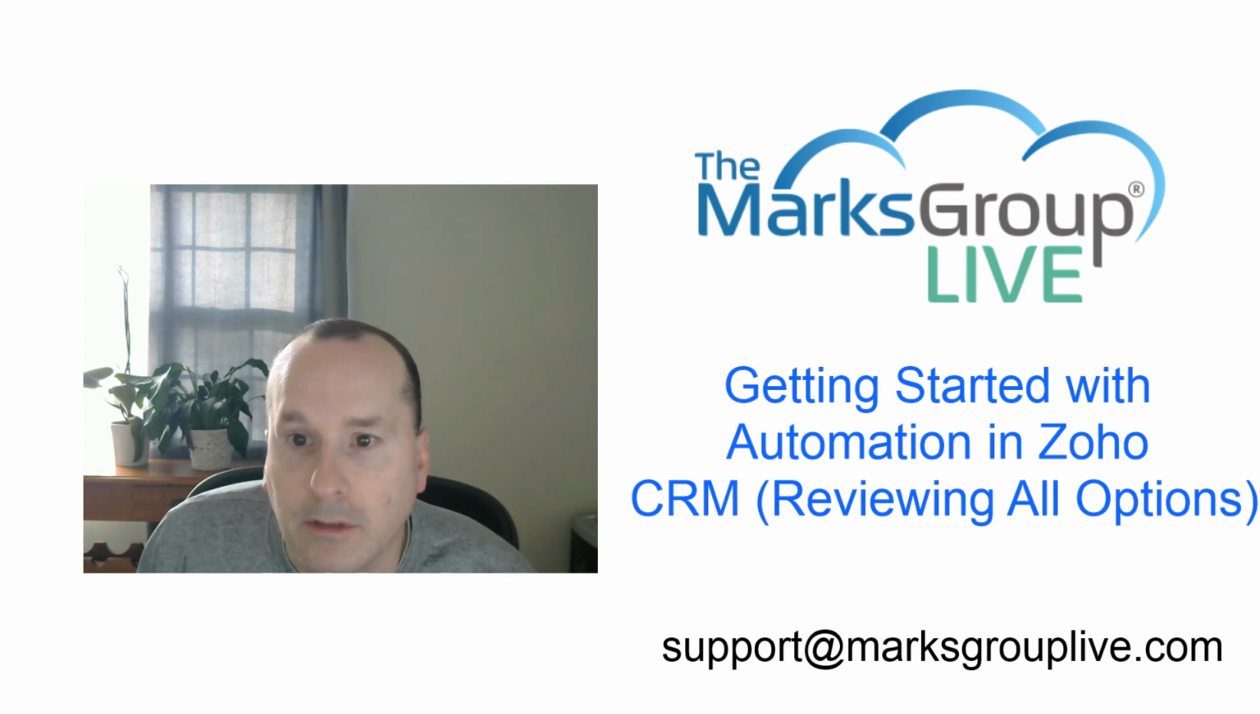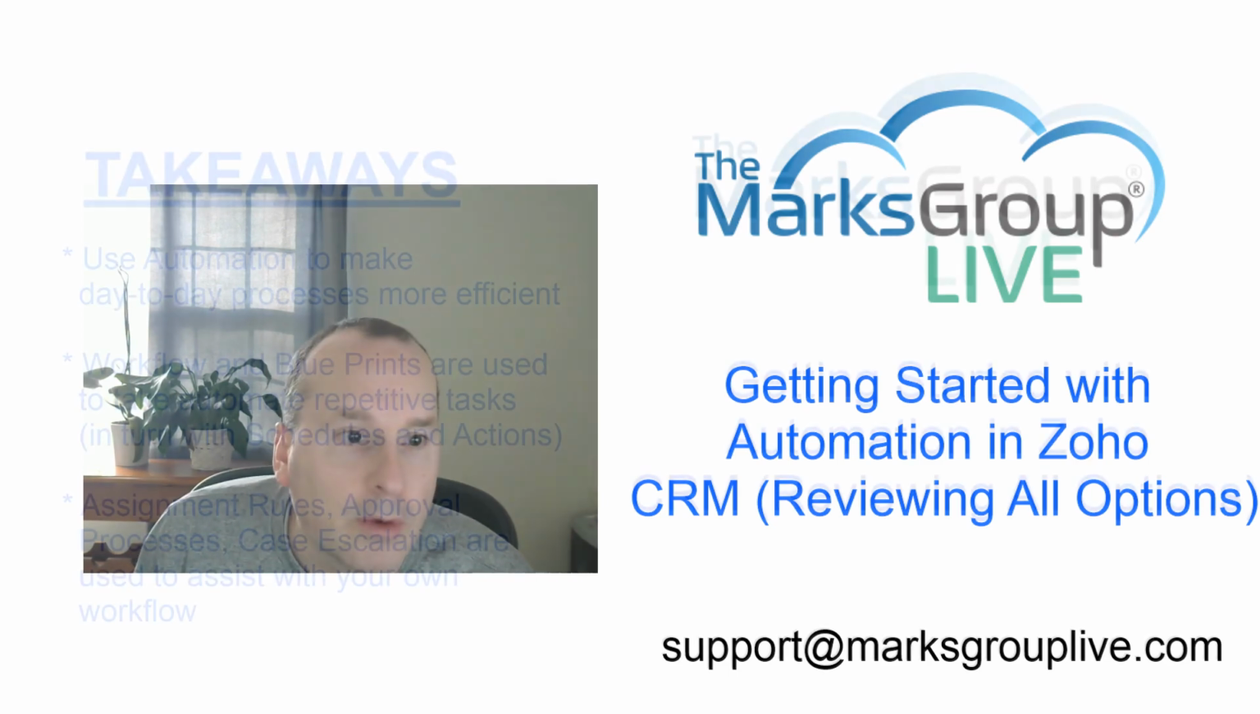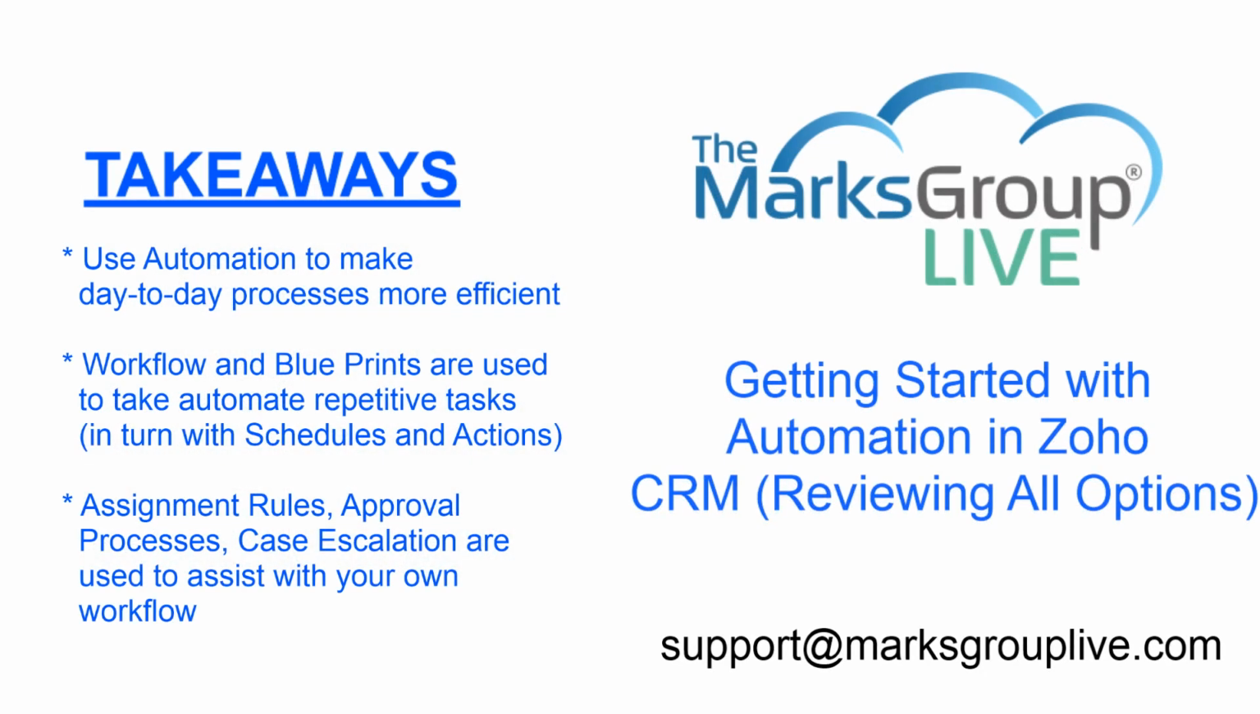Okay, here are some of the main points that we're going to cover today. We're going to talk about how to use automation to make your day-to-day processes more efficient. We're talking about workflows and blueprints, how they're used to automate your repetitive tasks. We're also going to talk briefly about assignment rules, approval processes, case escalation, things to assist with your own quote-unquote workflow. And what I mean by that is not the systematic programmed workflow within Zoho. I mean your actual day-to-day, is what it is.